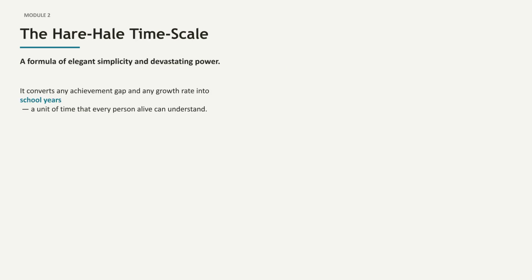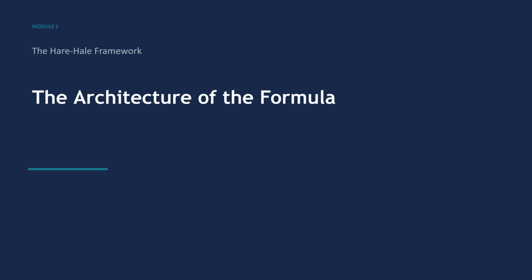The Hare Hale timescale is a powerful formula that converts any achievement gap and any growth rate into school years, a unit of time everyone can understand. Now let's explore the architecture of this formula that transforms educational data into relatable time units.